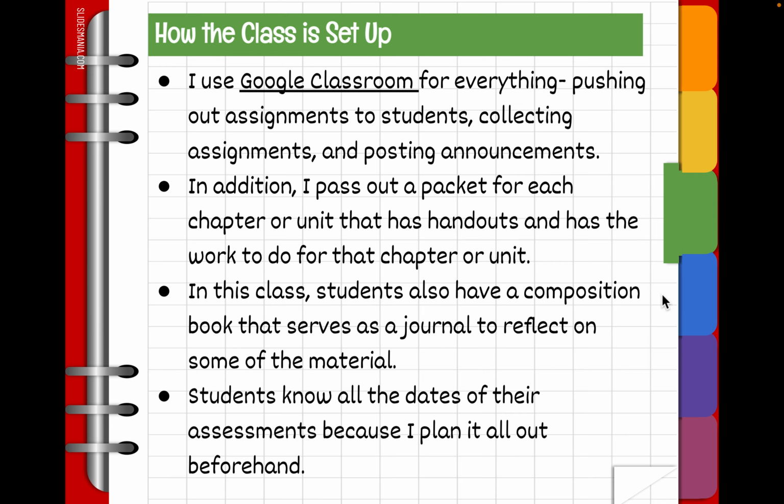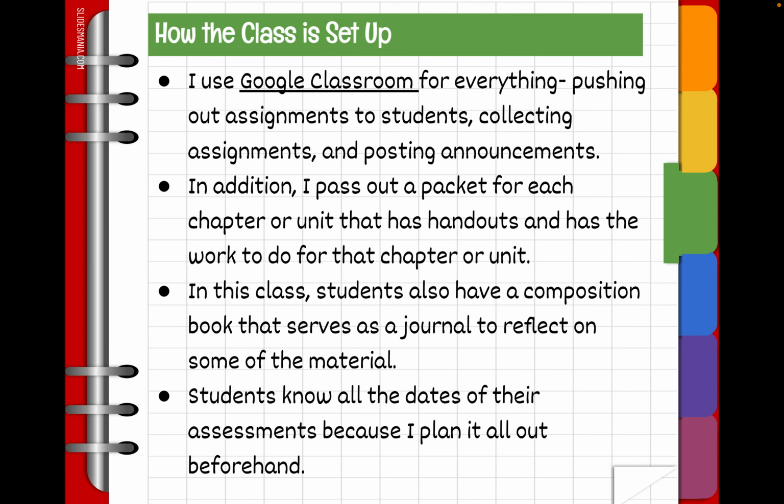Now, how the class is set up is that I do use Google Classroom for everything. This is how I push out assignments to students, how I collect assignments, how I post announcements to them as well. I do also pass out a packet for each one of the units that has a list of the work that they will need to do for that particular unit, and also has various other handouts. In this class, because it's called Facing History and Ourselves, there's a lot of introspection and a lot of reflection that I ask the students to do. And so they are also given a composition notebook that serves as a journal for them to reflect on some of the material that we've learned.